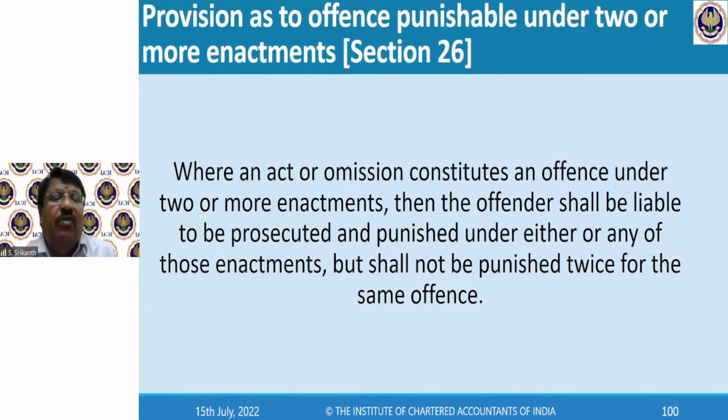Here also, when an act or omission constitutes an offense under 2 or more enactments, the enactment here could include 2 or more sections also. Then the offender shall be liable to be punished under either or any, but shall not be punished twice for the same. So if you find that I'm trying to put you into that type of situation, you can argue and quote section 26 of the General Clauses Act.